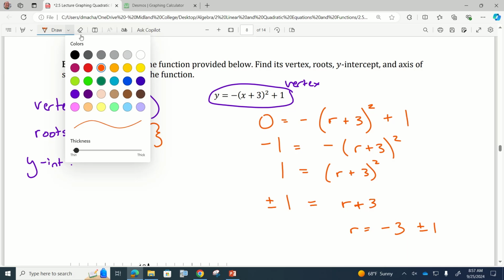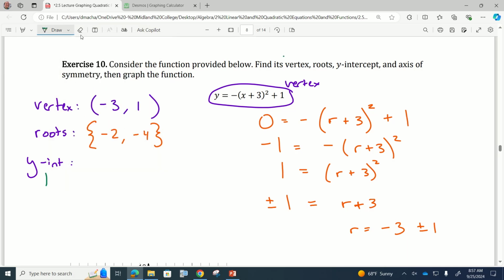The y-intercept. I get my y-intercept whenever x is equal to 0, okay? And if x is equal to 0, let me look back at my original equation and write -0 plus 3 squared plus 1. 3 squared is 9, so this is -9 plus 1, and my y-intercept is the point y equals -8.